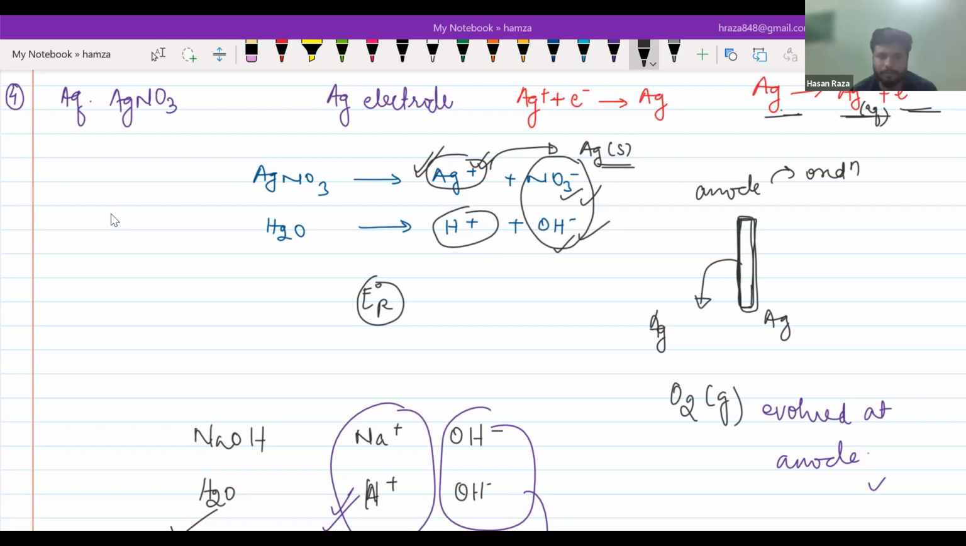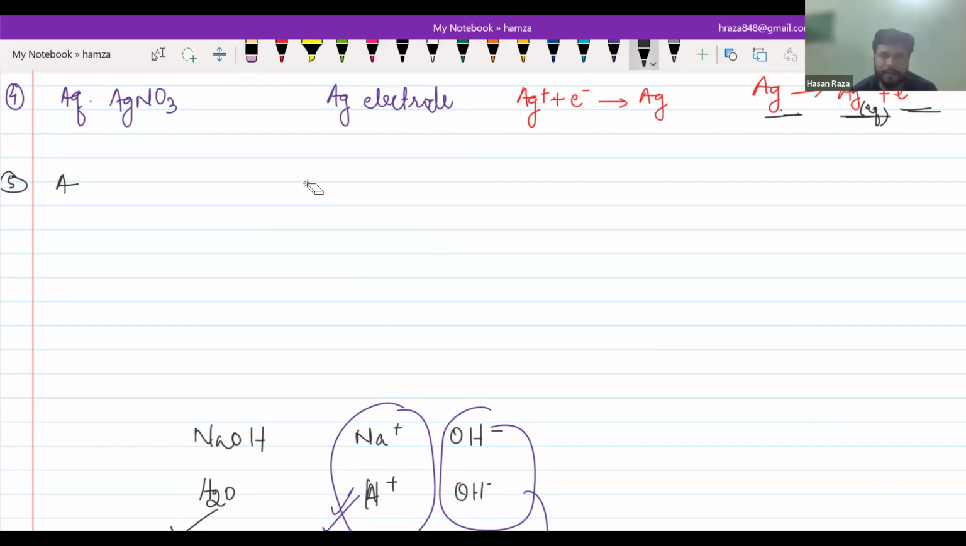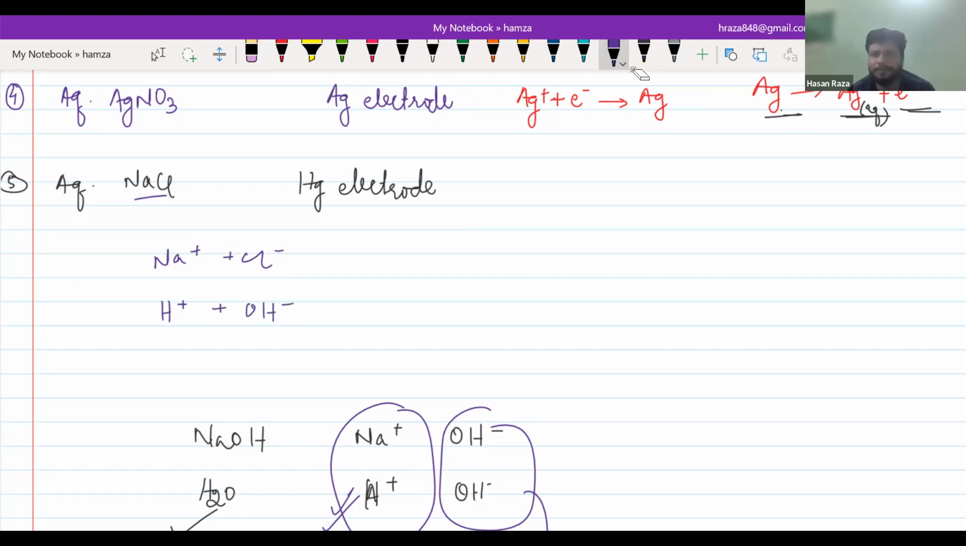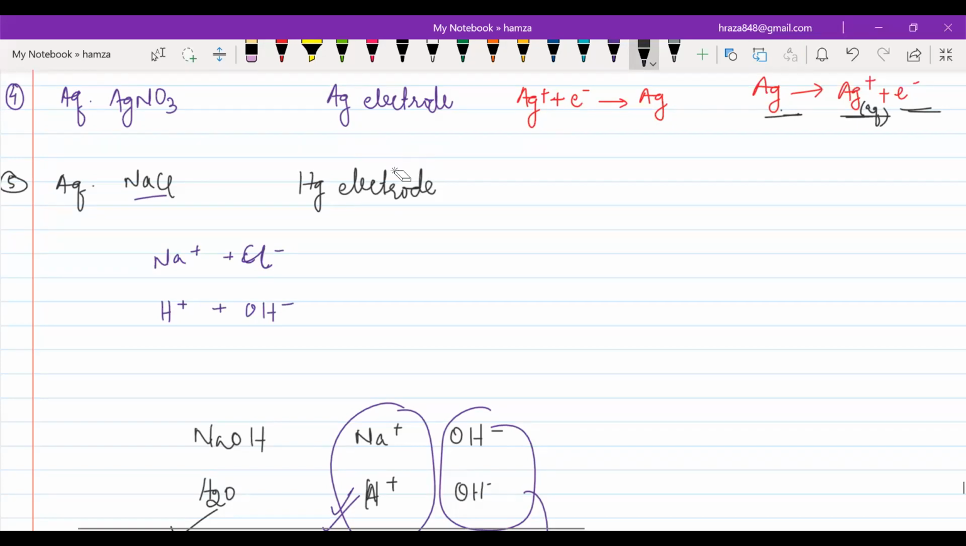Now, another active electrode, mercury. So the fifth one is aqueous NaCl, and the electrode will be Hg electrode. So see what happens here. NaCl, we have Na plus and Cl minus, and we have H plus and OH minus. Yes or no? Let me know. This will be the positive and negative cation and anion. Yes or no?